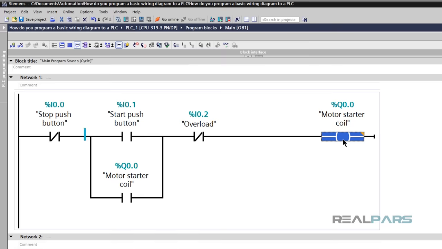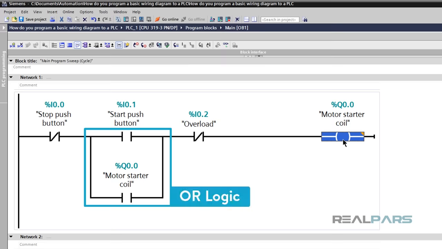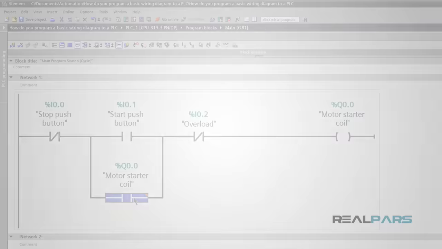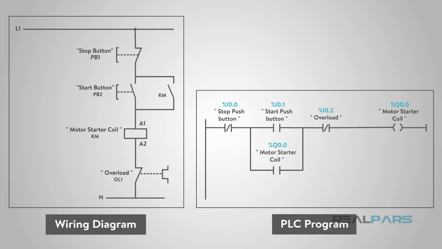You will also need to use a branch around one bit. This is basically a parallel circuit called OR logic. The start push button, or the auxiliary contact, will energize the circuit. I hope this video has been helpful in the transition from wiring diagrams to PLC programming. This was a very basic program that can run a motor.